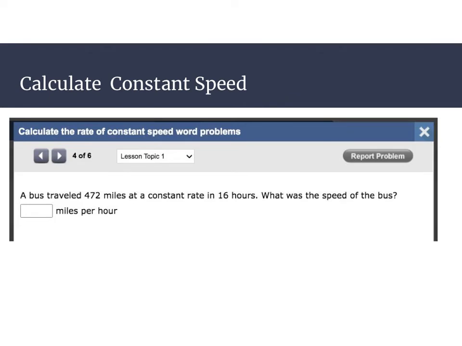This first question asks, a bus traveled 472 miles at a constant rate in 16 hours. What was the speed of the bus? All that we need to figure out is how many miles per hour the bus is going. In order to do that, we are going to be setting up a line equals line. We are setting up equal proportions, and we're looking at, oh, look, it says that the bus traveled how many miles in how many hours. So we know that it went 472 miles in 16 hours.